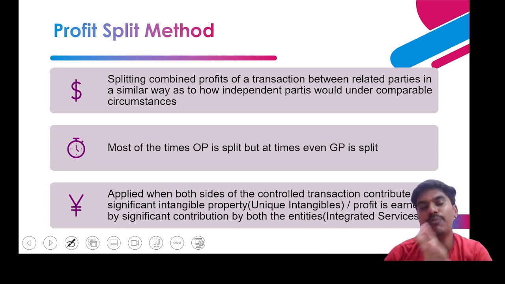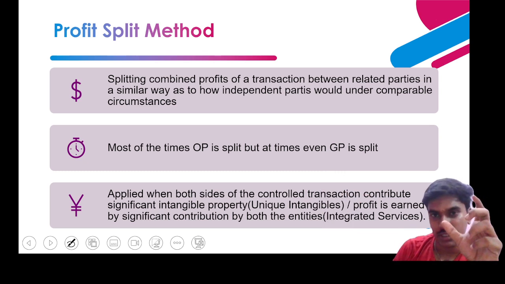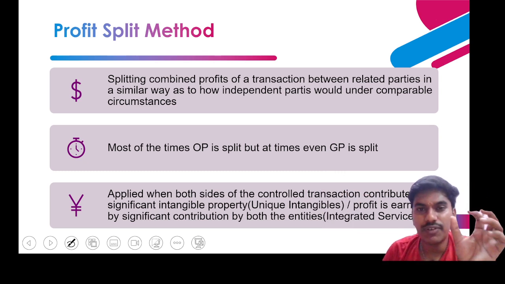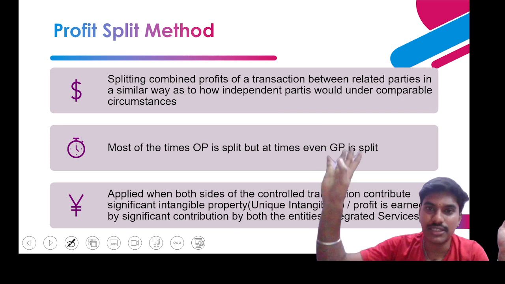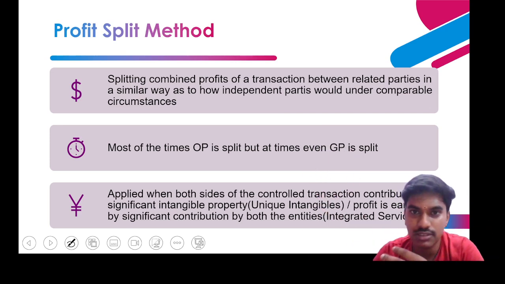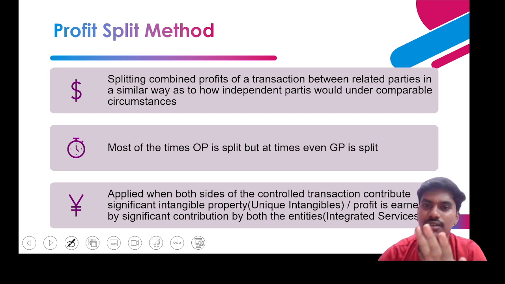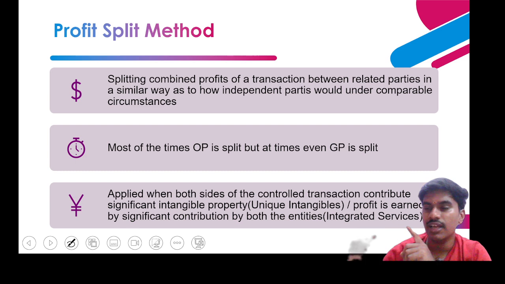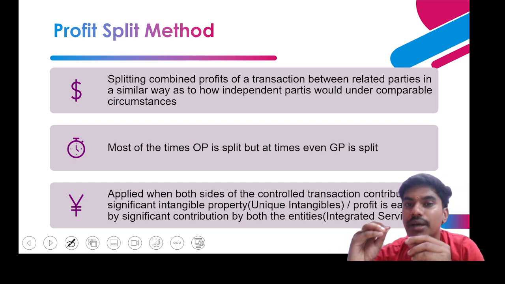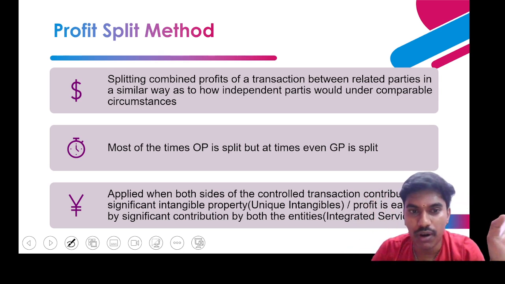Now in this case, what will happen is both of us have come together and earned a profit. This profit is to be split. That's all. Instead of determining the sale price and all, how will you determine the sale price here? Sales is made to a third person. How will you determine it? It is not possible, right? That's all, this is the profit split method. So this profit which Sudarshan and I earned together is to be split in a proper ratio between Karthik and Sudarshan. That is the profit split method.